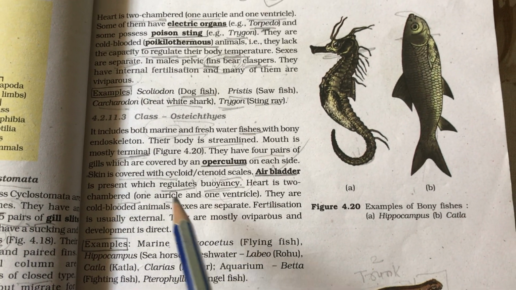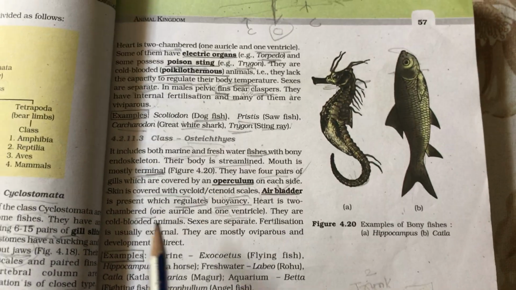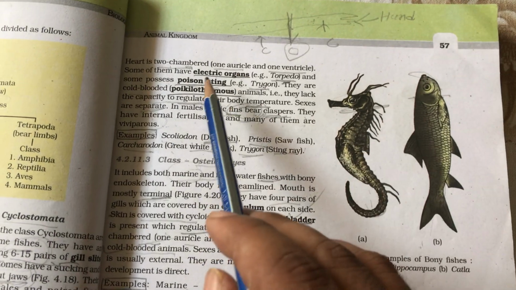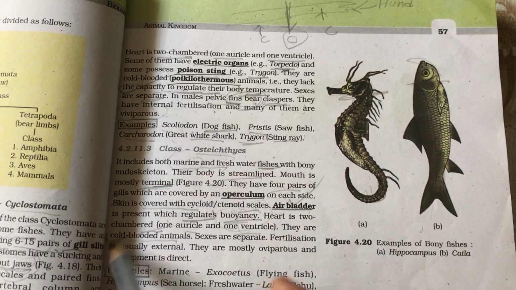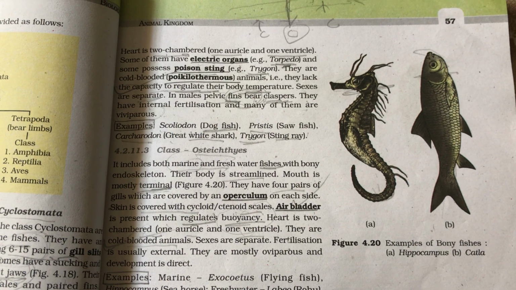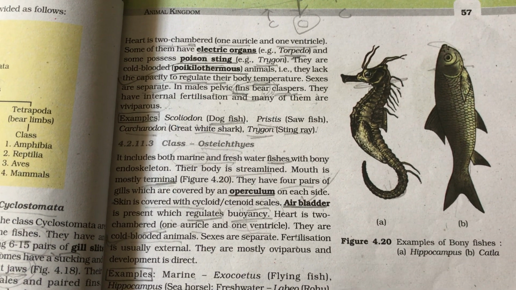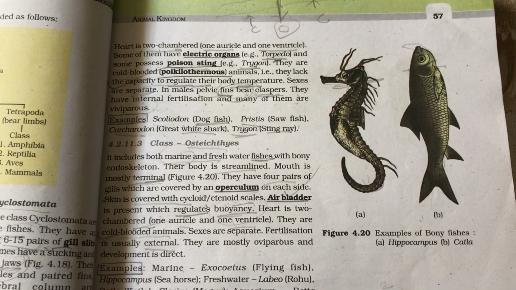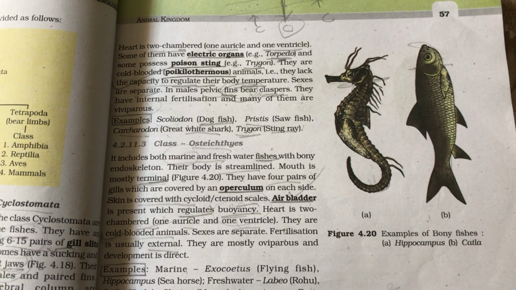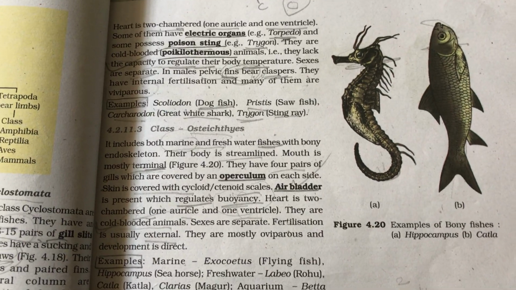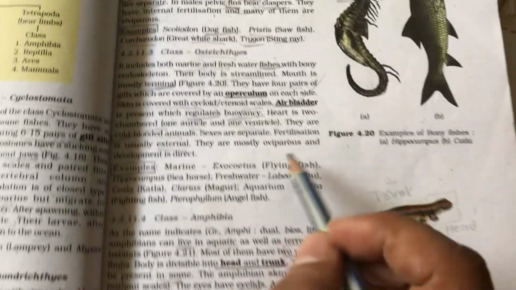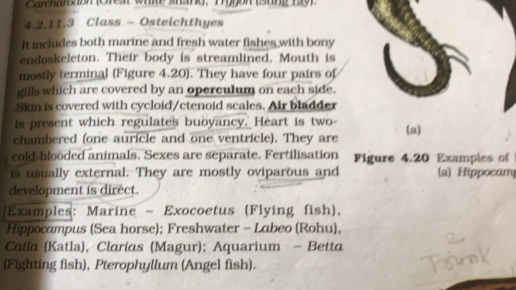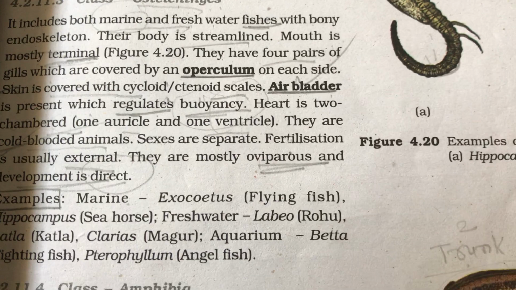One is the auricle and one is the ventricle. They are cold-blooded animals. Sexes are separate, male and female, and fertilization is usually external, sometimes internal. External means outside the body. They are mostly oviparous, and development is direct. Clear? This means there is no larval stage between egg and embryo.